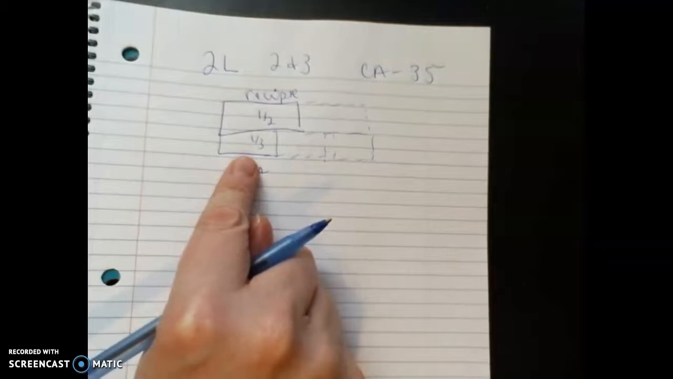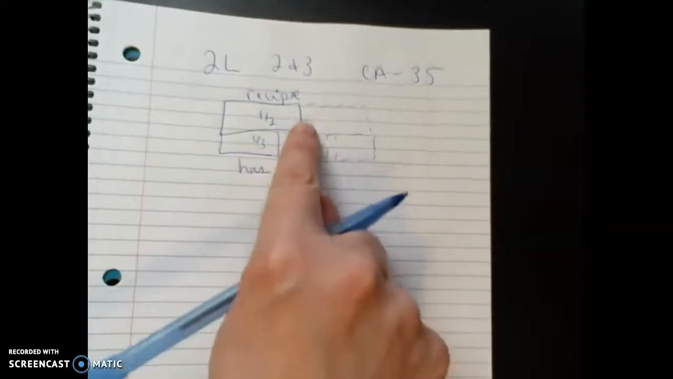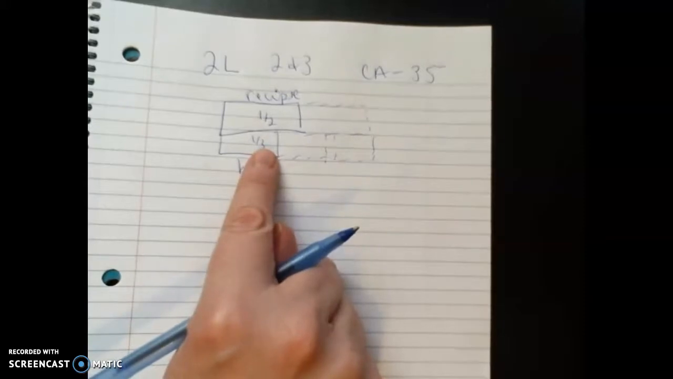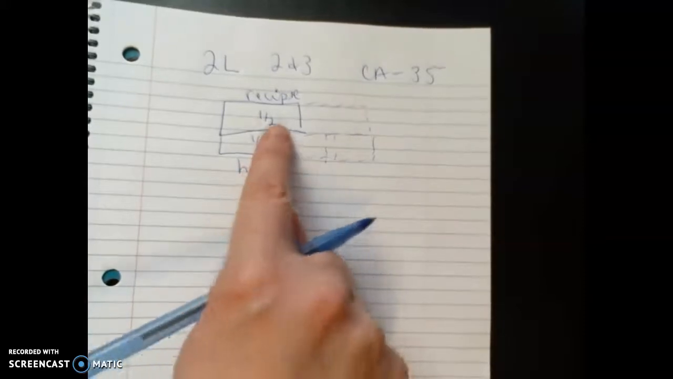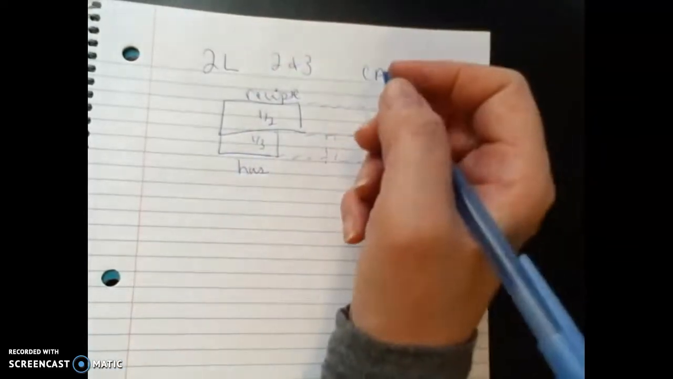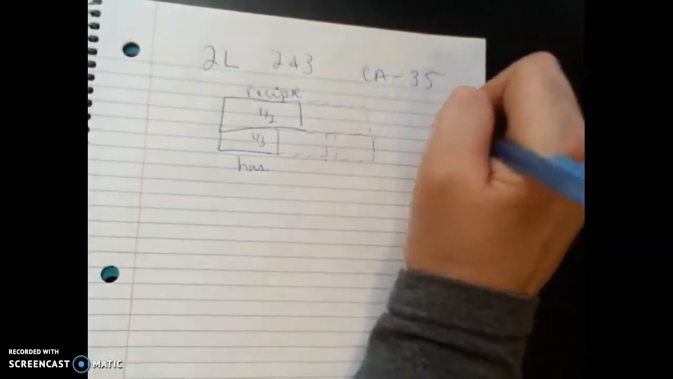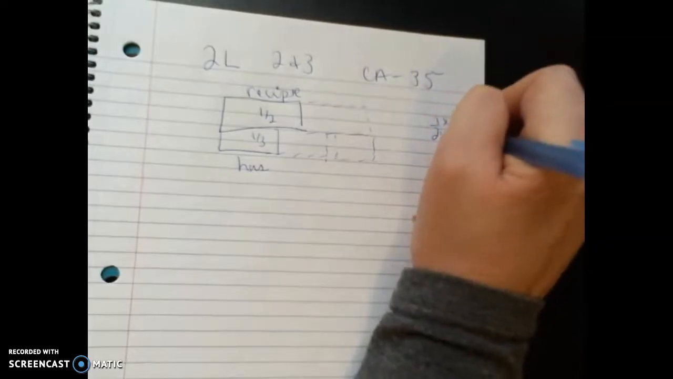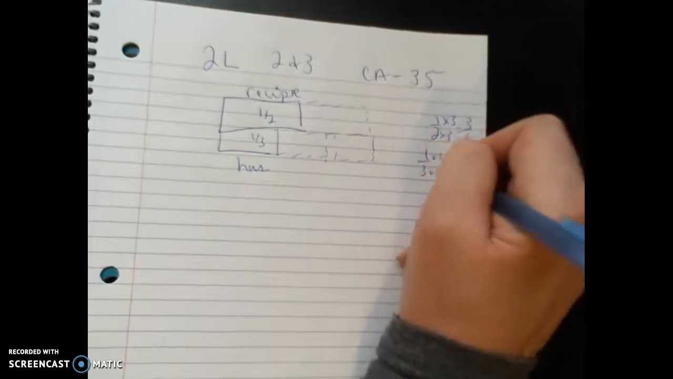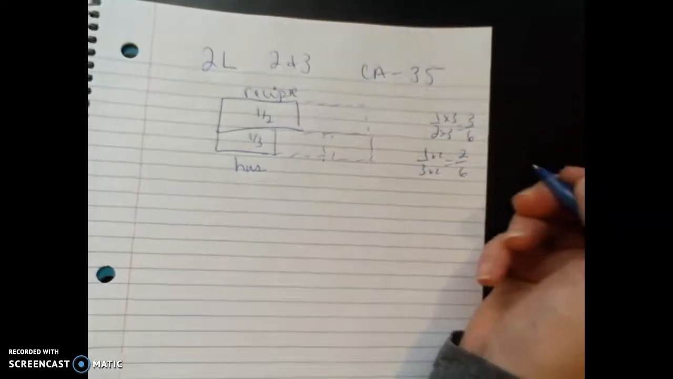All right. And so it says, assume she has enough of the other ingredients, what fraction of the recipe? So she doesn't have enough butter to make the whole recipe. So we want to know what fraction of the recipe she can make. And we have two different units here. So we're going to get a common denominator of 6s. So 1/2 is going to be 3 6s. And a third is going to be 2 6s.